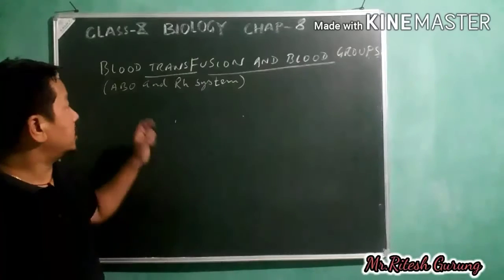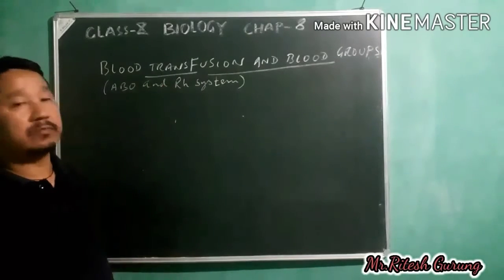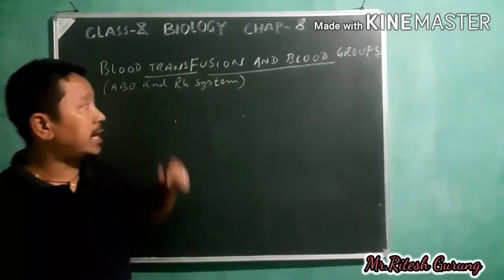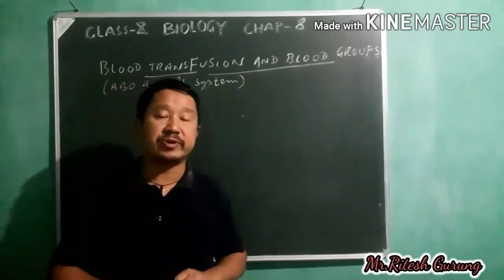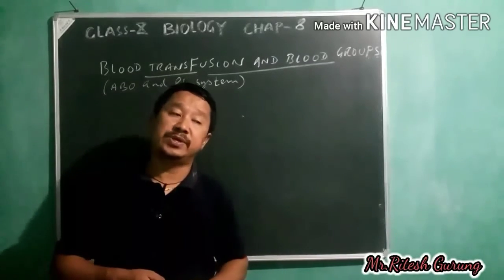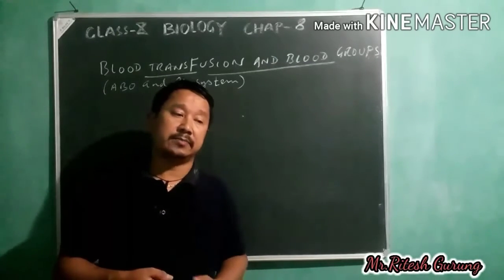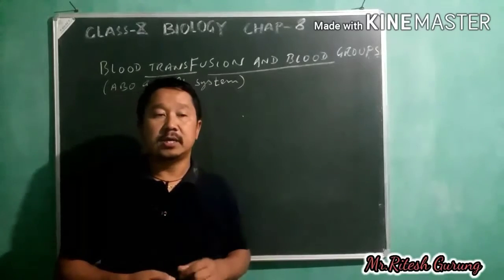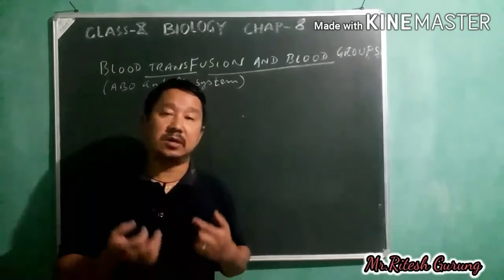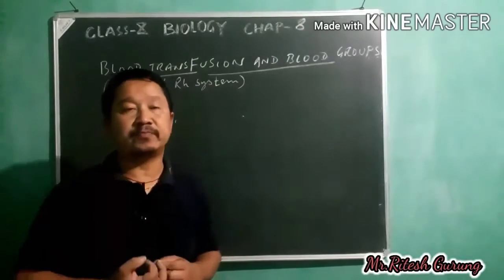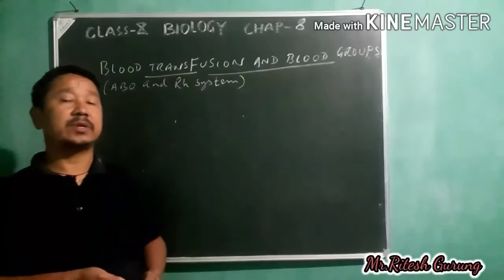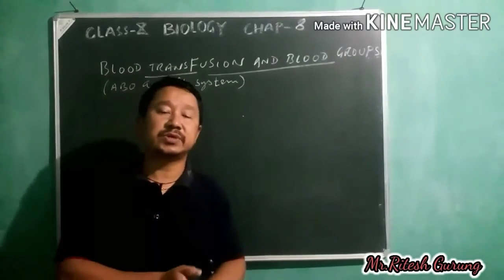All right. Now we'll see blood transfusion and blood groups. From this, it is very clear that when a person is injured and a lot of blood has been lost because of the injury, or maybe there has been a surgical operation and blood has been lost, then blood transfusion is needed.